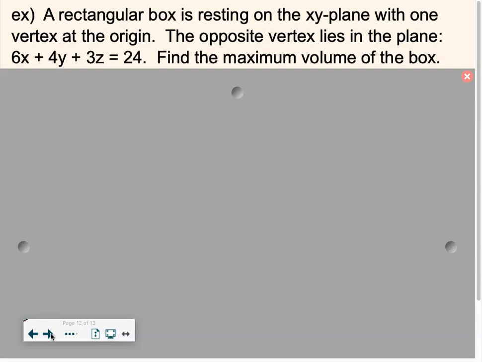So you're going to have to find the point that causes this to be a maximum. First thing you want to do is write an equation for what you want to maximize. They didn't give us an equation for what we're trying to maximize, right? So what are we trying to maximize here? Volume. What's the equation for the volume of this box? X times Y times Z.